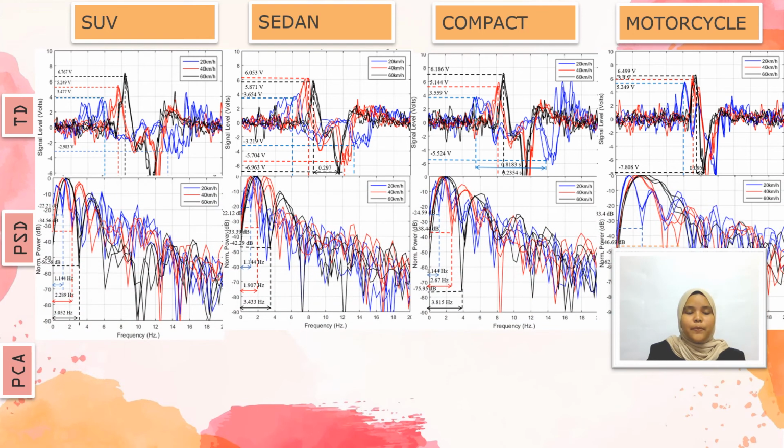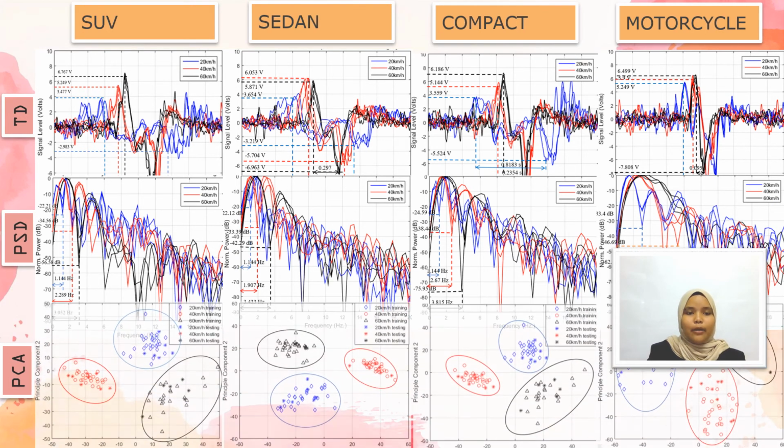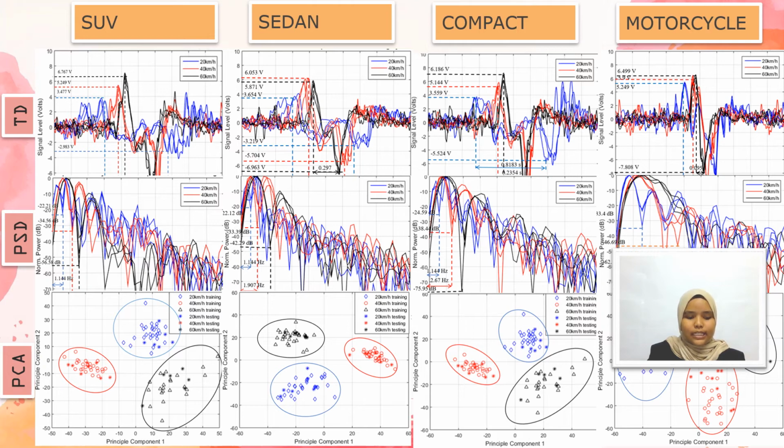Meanwhile, in the power spectral density graph, we can see that 20 km per hour has the lowest frequency, followed by 40 km per hour and 60 km per hour, which has the highest frequency. This shows that higher speed with shorter time taken gives higher Doppler frequency. Meanwhile, in principal component analysis, all PCA for the 4 types of vehicles is successfully classified into its own cluster as no data overlaps into each other.